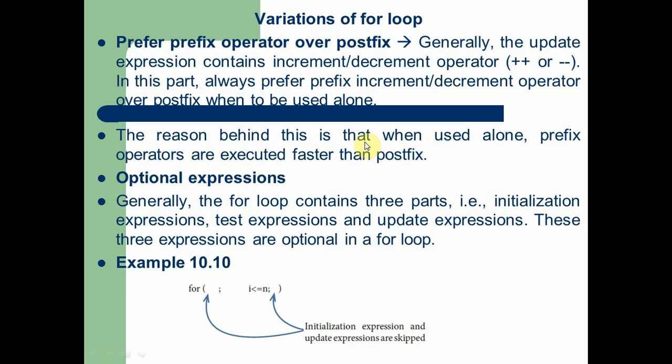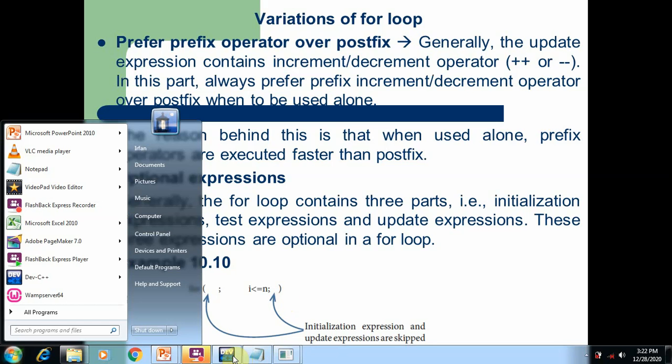Now the next variation is the optional expression. Optional expression means we can remove any one or more than one expression from the loop statement. So in this example, you can see two statements are omitted. One is initialization, another one is update expression. We are skipping the initialization and update expression, and we can still use the for loop. How? We can understand through program 10.10.